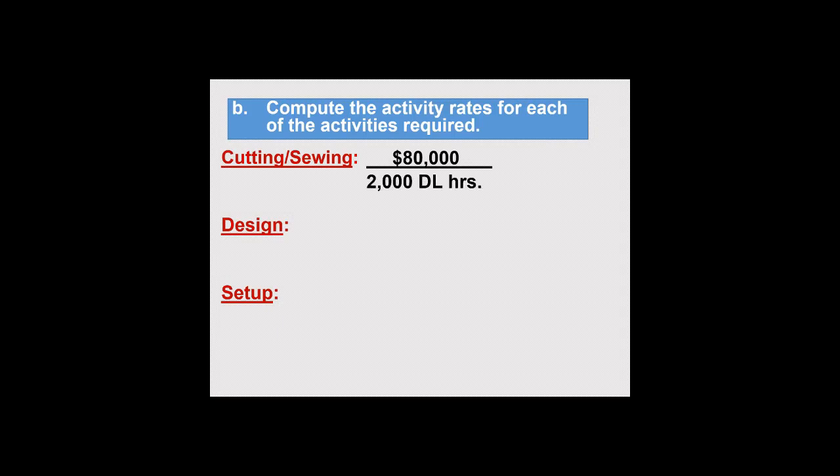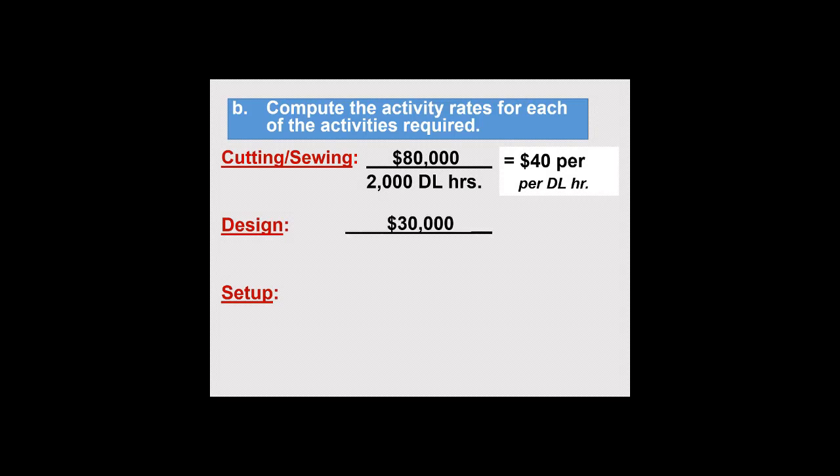Compute the activity rates for each of the activities required. So we had 3 activities: cutting and sewing, design, and setup. For the cutting and sewing line, there were $80,000 of cost expected, and we were told that they allocate costs based on labor hours. So we totaled the labor hours needed, 800 plus 1,200. We get 2,000 hours, and the rate is $40 per direct labor hour.